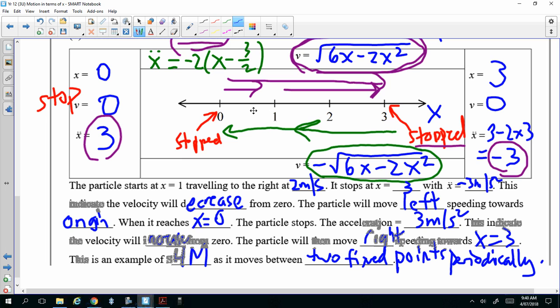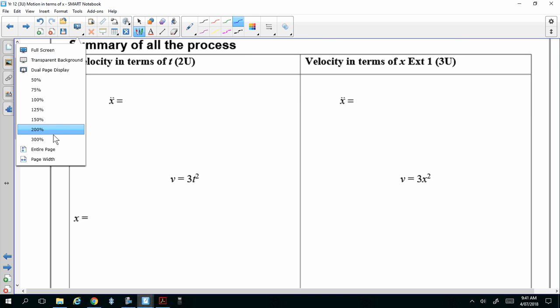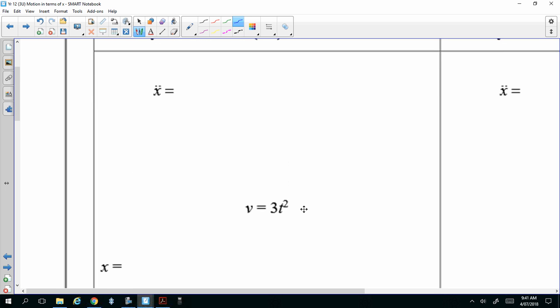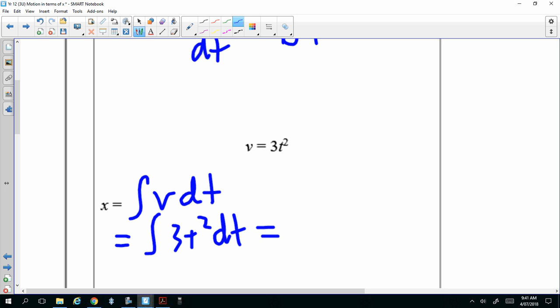Let's look at this one more time. So, it's possible to get v in terms of t. To get acceleration, you just have to differentiate dv/dt. Simple. And when you get x, you integrate v dt, which is the integral of 3t squared dt, which is t cubed plus c. Okay, so we've got x in terms of t and acceleration in terms of t. So that's when v is in terms of t.